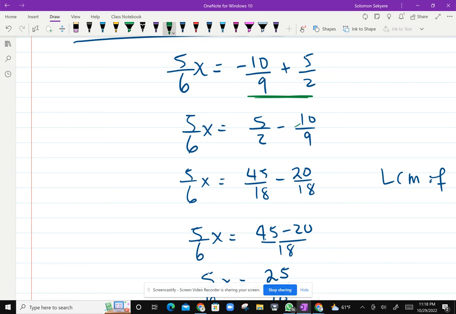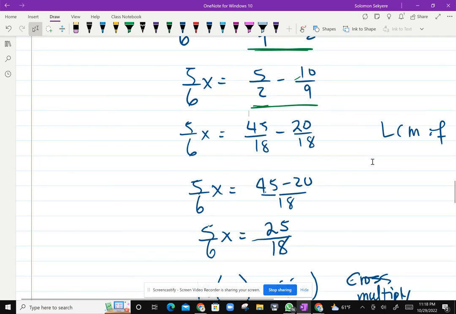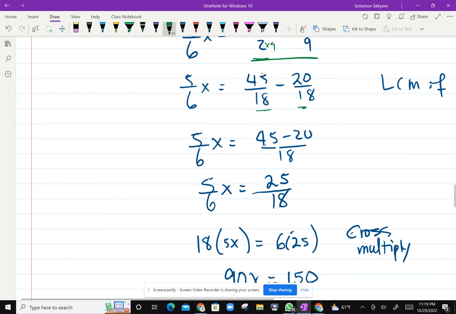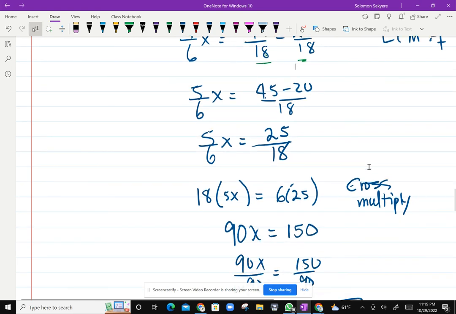It's the same thing. So now you want to combine this. How do you combine 5 over 2 minus 10 over 9? The LCM of 2 and 9 is 18. So I'm going to change this to 18 by multiplying by 9, and I have to do the same thing with the numerator. So it becomes 45 over 18, and this becomes 20 over 18. Once the denominators are the same, I subtract the numerators. Got it? You can rewind and replay this until you get it right. And then 5 over 6x is equal to 25 over 18.